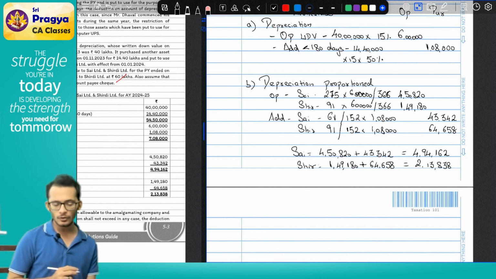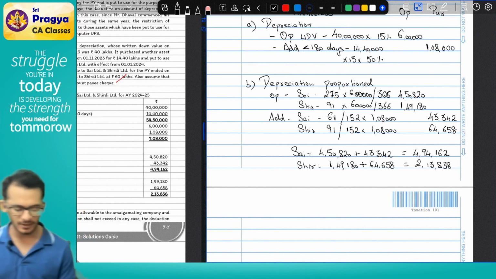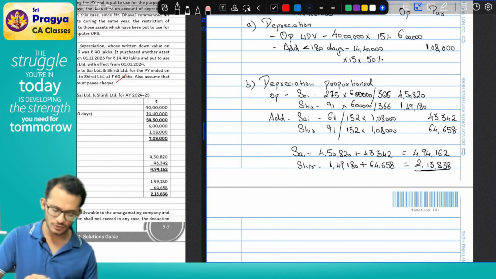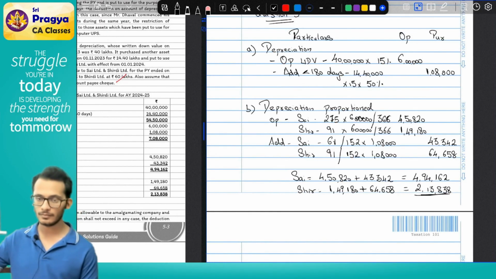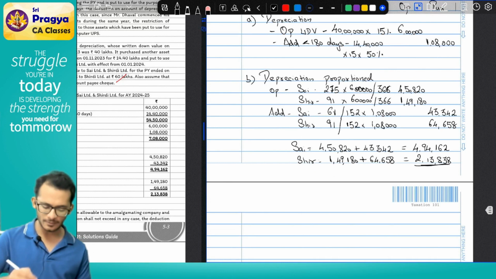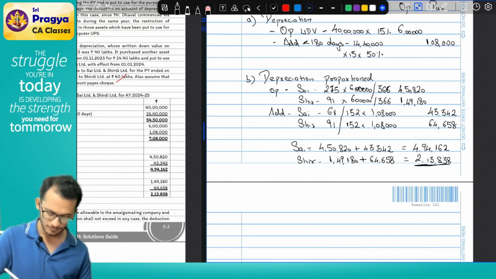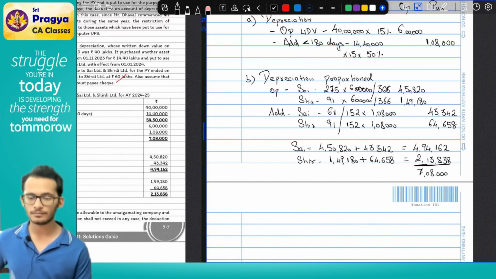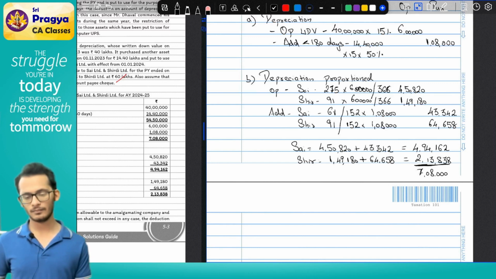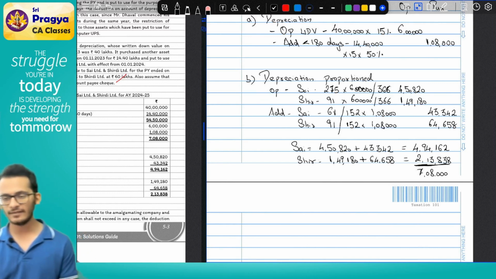Rahul, how to check if my number is right? The total of this number should tally with my total of depreciation. Total of the bottom should tally with my total of depreciation. Check. You should get 7,08,000.